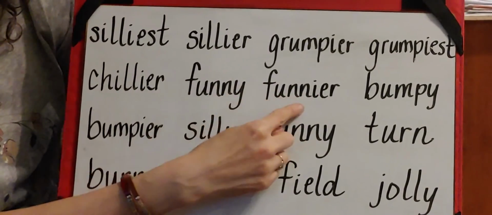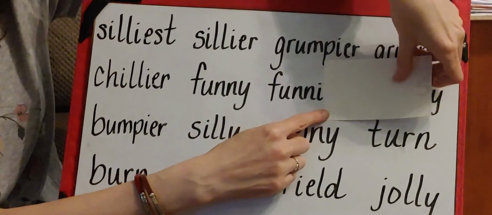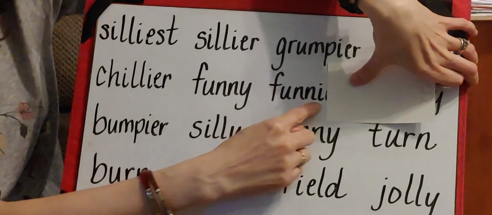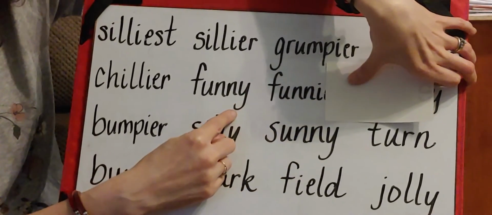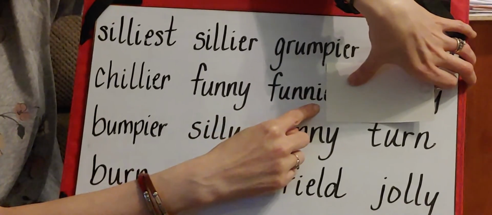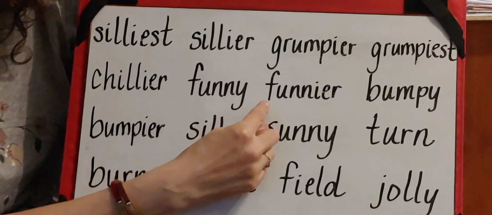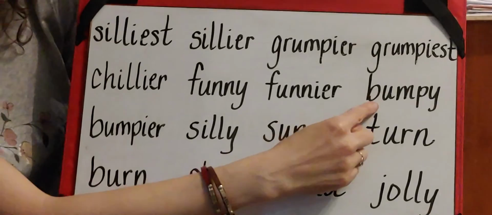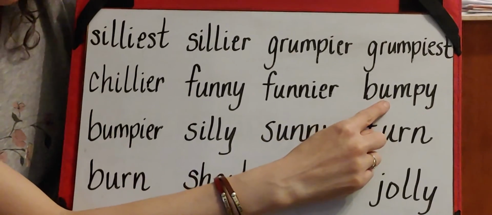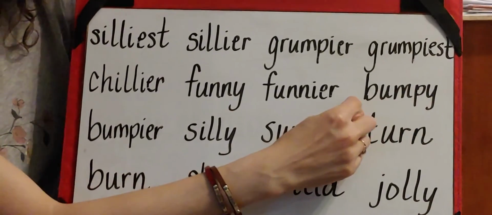Look here. This one looks very familiar. Let's cover up the ending. Here's our base word. It's funny with an I at the end. Why does it have an I at the end? Because there was a Y in the base word, changed it to an I. So funny-er. Word, funnier. Look at this word. The vowel sound is up, b, p, bumpy.